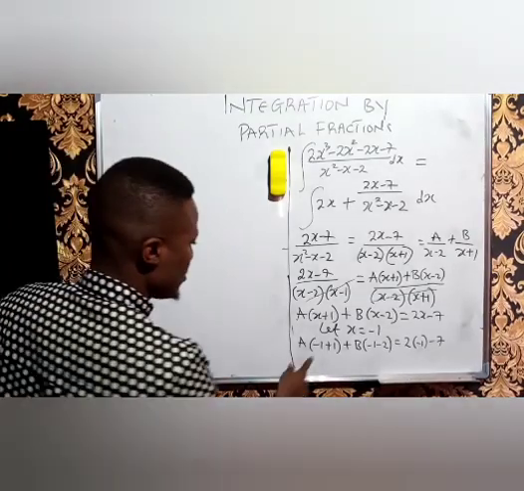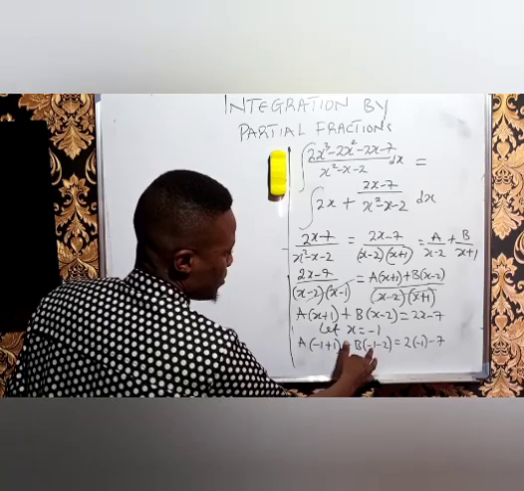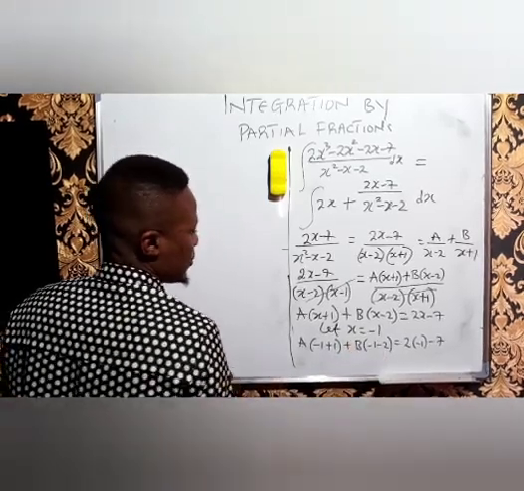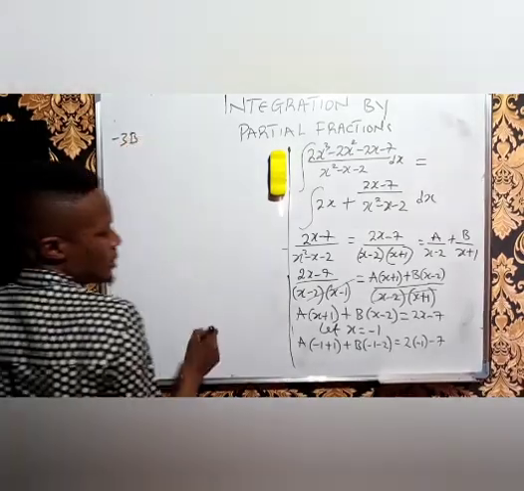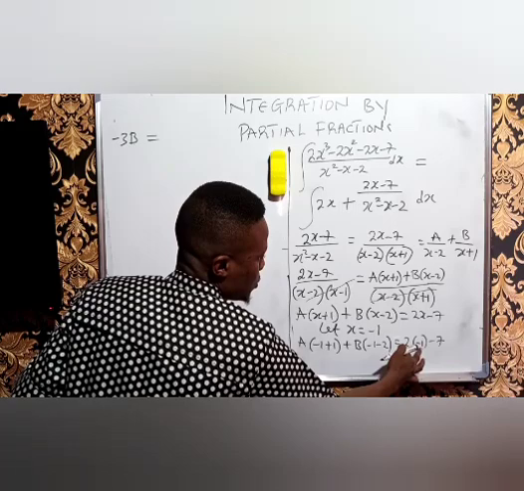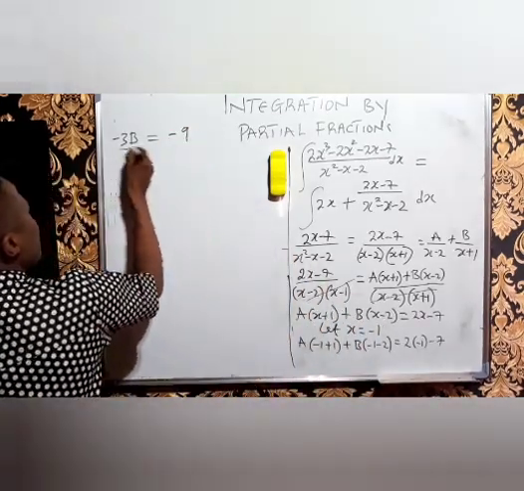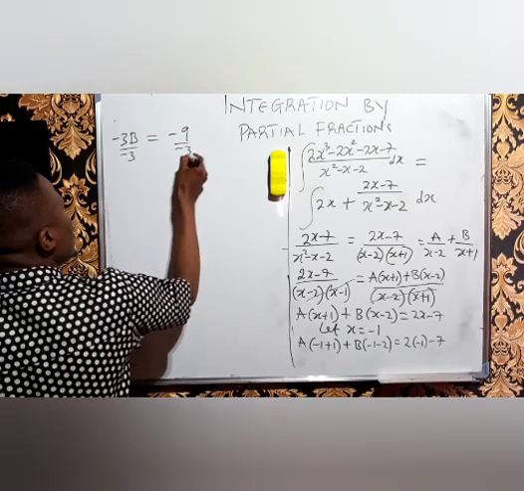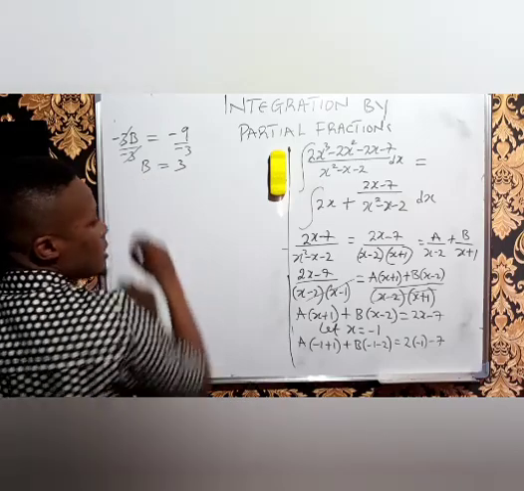At the end of the day, minus 1 plus 1 is 0. So 0 times A is 0. A has gone. Minus 1 minus 2 is minus 3. Minus 3 times B is minus 3B, equals 2 times minus 1, which is minus 2. Minus 2 minus 7 is minus 9. Dividing both sides by minus 3, we have that B is equal to 3.